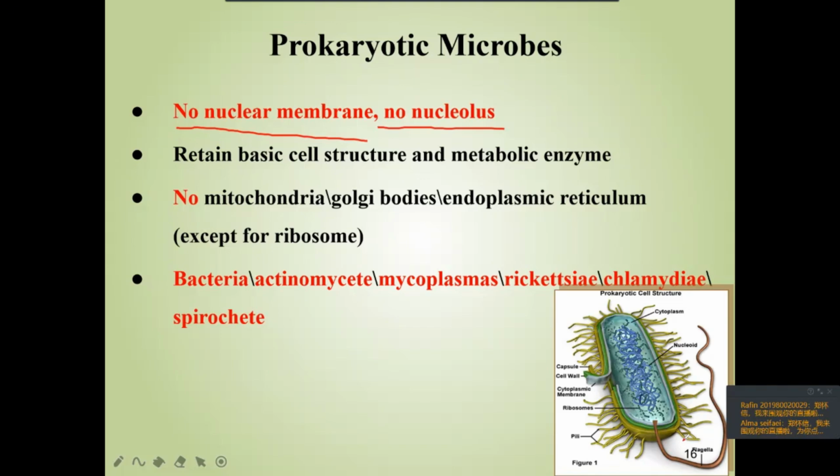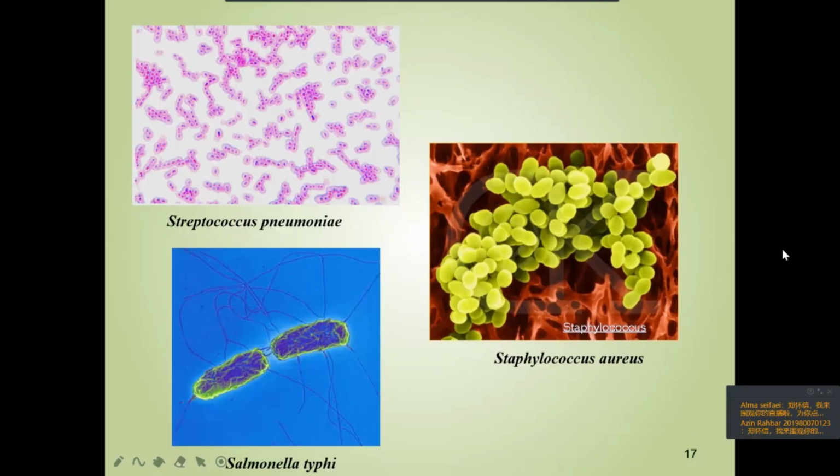In the cell, there is no mitochondria, no Golgi bodies, and no ER. Bacteria don't have those cellular organelles. But in bacteria, there are ribosomes. Ribosomes are the machinery to make protein molecules. They help mRNA translate into the protein sequence, the peptide sequence. Like we mentioned, we'll focus on bacteria or bacterial pathogens. And these are some famous bacterial pathogens we'll learn in the future.